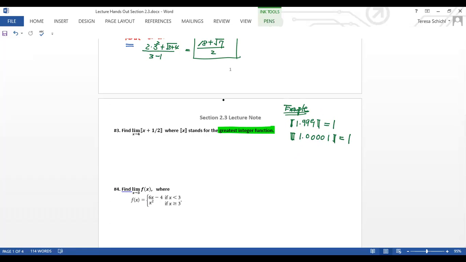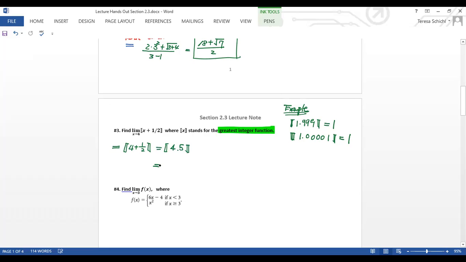So now let's take a look here. For this one, the limit as x approaches 4 of x plus 1/2. 4 is inside the domain, right? So this will be equal to 4 plus 1/2, correct? And 4 plus 1/2 is 4 point what? It's 4.5 here.